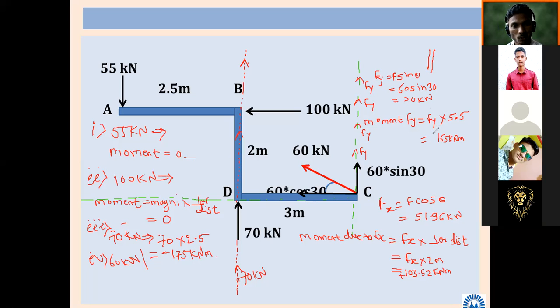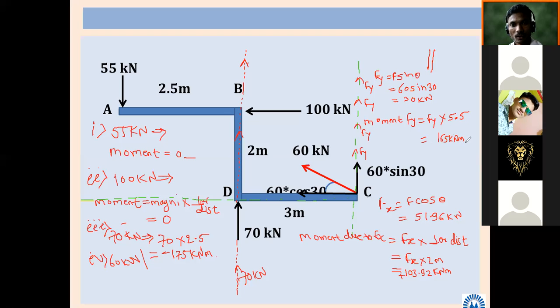How will it rotate? Clockwise or anti-clockwise? Who was telling it will rotate clockwise? Fix point A with your left hand and apply Fy force at point C with your right hand. How will this object rotate? Clockwise or anti-clockwise? I think roll number 3 was telling anti-clockwise. So how will this object get rotated? Anti-clockwise. Shall we go ahead?